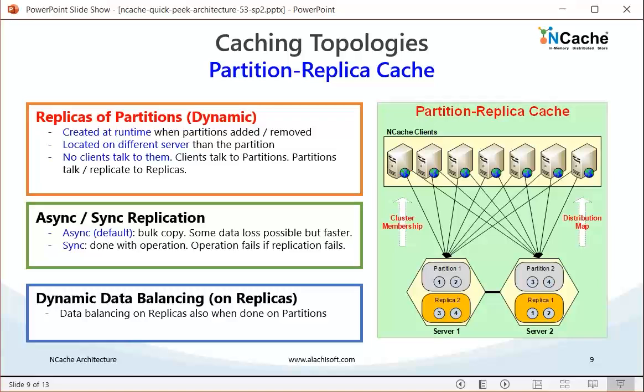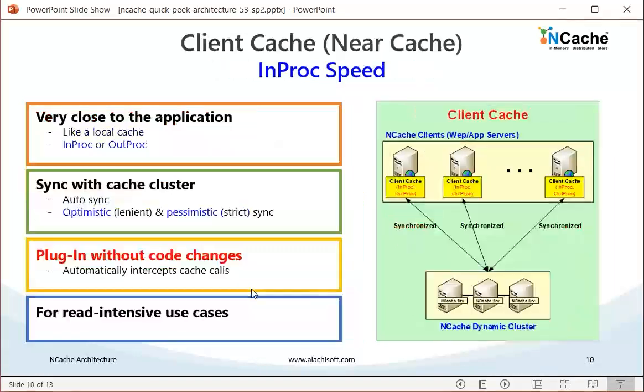Another topology is called partition replica cache. This is similar to partition cache, except every partition has a replica on a different server. And this replica provides high availability. So if any one partition goes down, there's no loss of data. Partition replica is our most popular topology because it gives you best of both worlds. It gives you linear scalability from partitioning and high availability from replication. The replication is asynchronous by default, but you can use synchronous replication. And this also has dynamic data balancing.